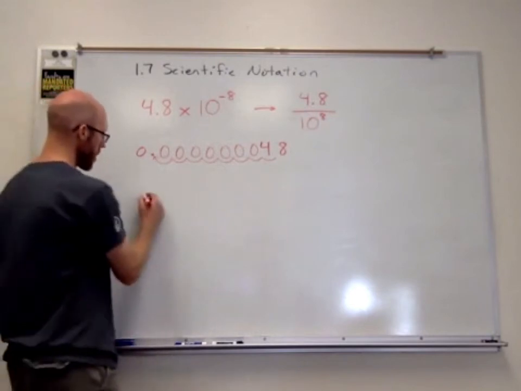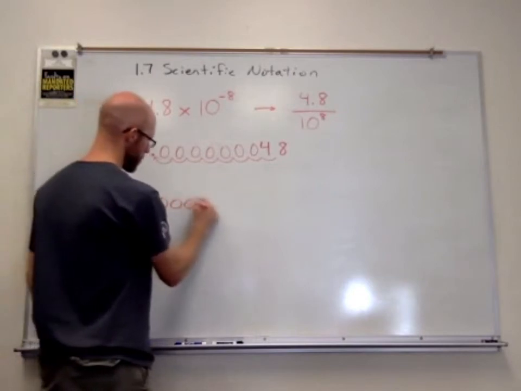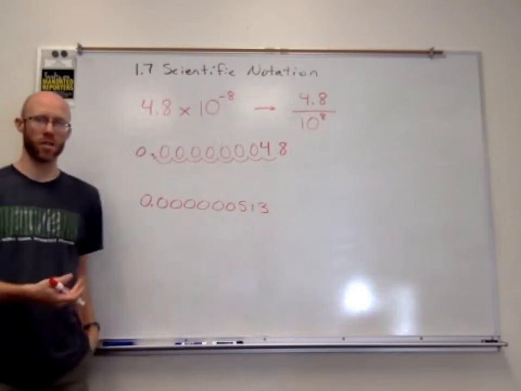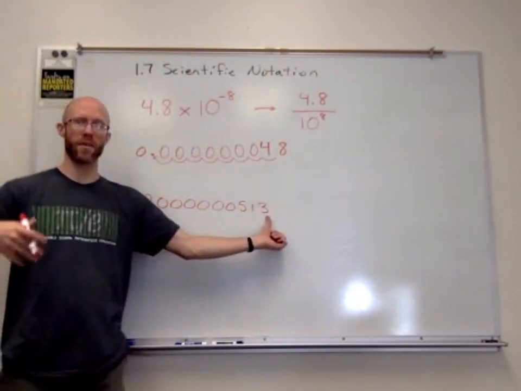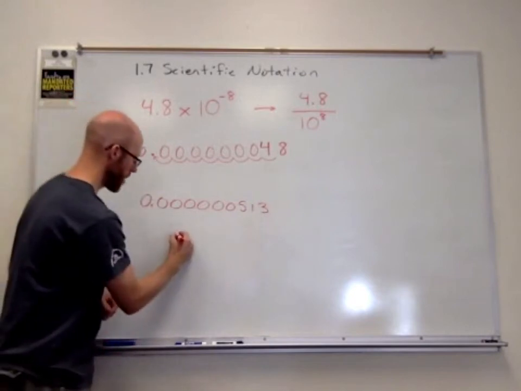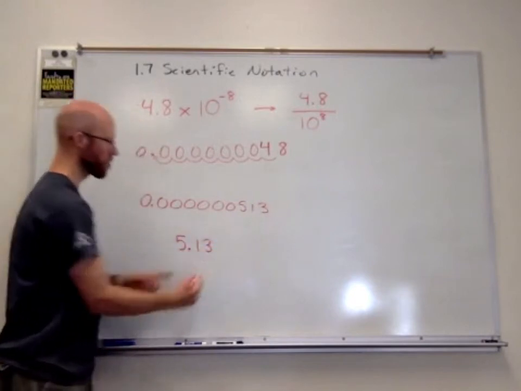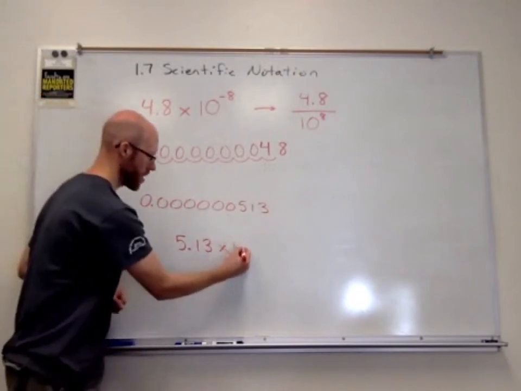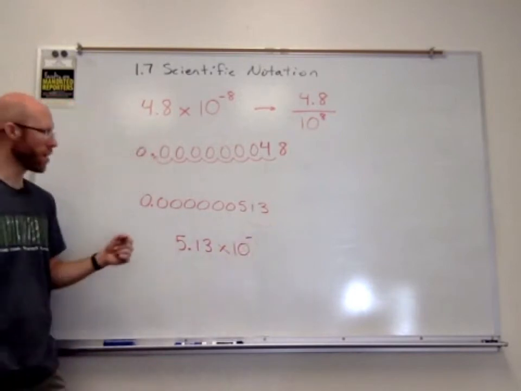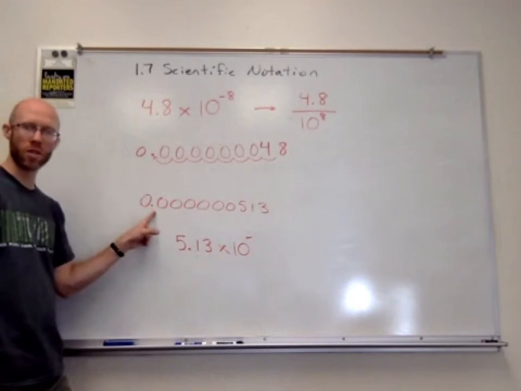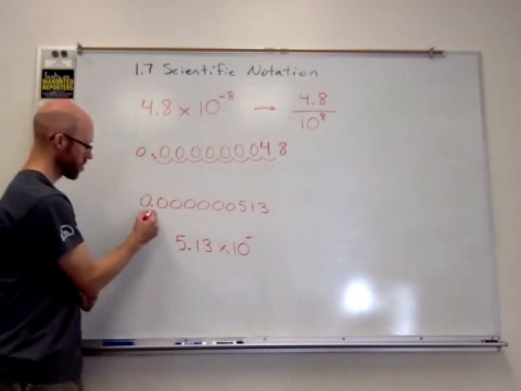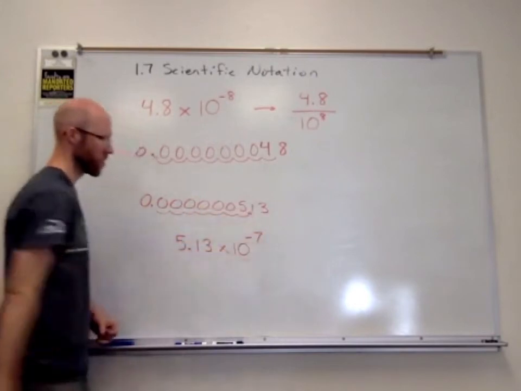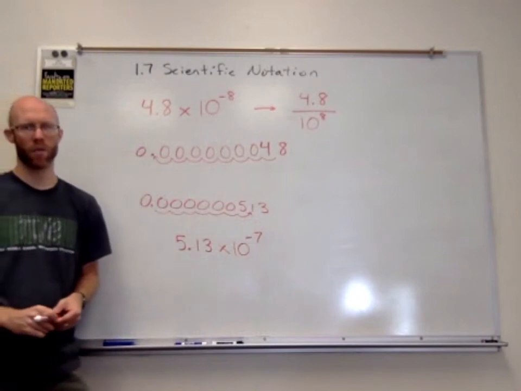If I wanted to rewrite 0.000000513 in scientific notation, this is a small number, so it's going to have a negative power on the 10. And I want to write it as 5.13. Remember, I want to have a ones place and then a couple decimals times 10 to a negative power, and the power will be equal to the number of places I move that decimal. So it's 1, 2, 3, 4, 5, 6, 7 places. So I want a negative 7 in the power.